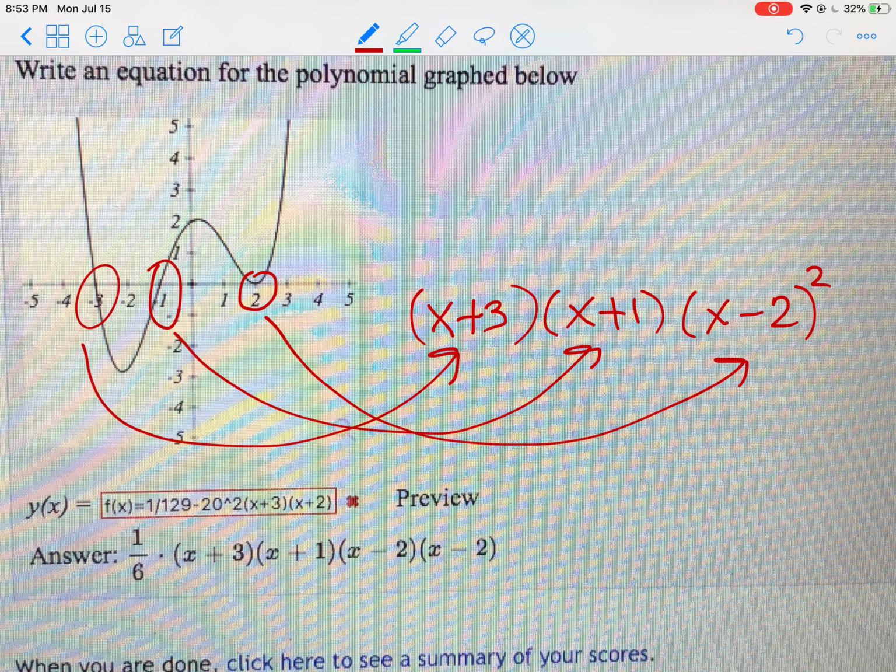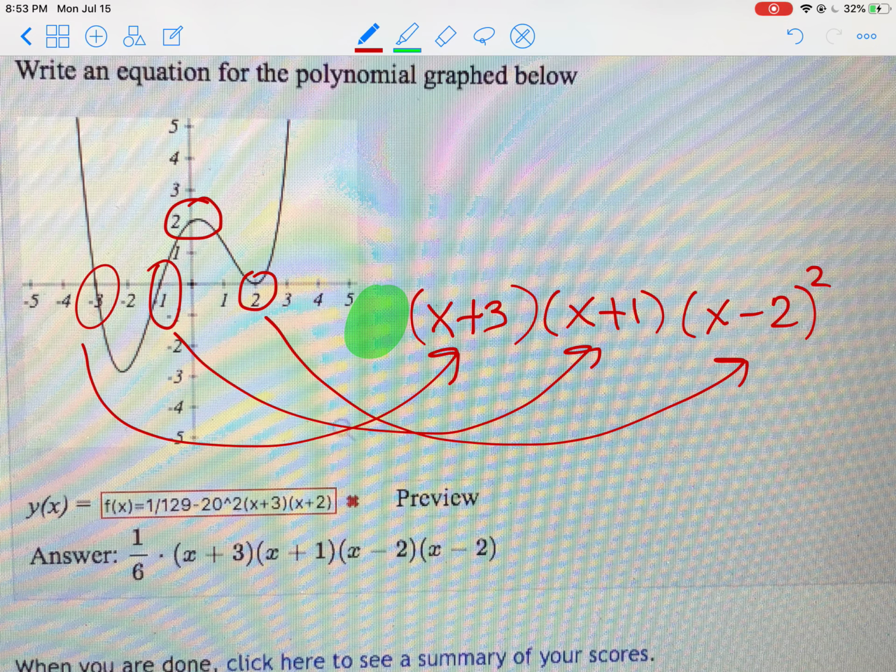And the next bit is to figure out the leading coefficient, what goes out in front. One way to look at that is to think about the y-intercept. The y-intercept is at y equals 2. How do we get the y-intercept?